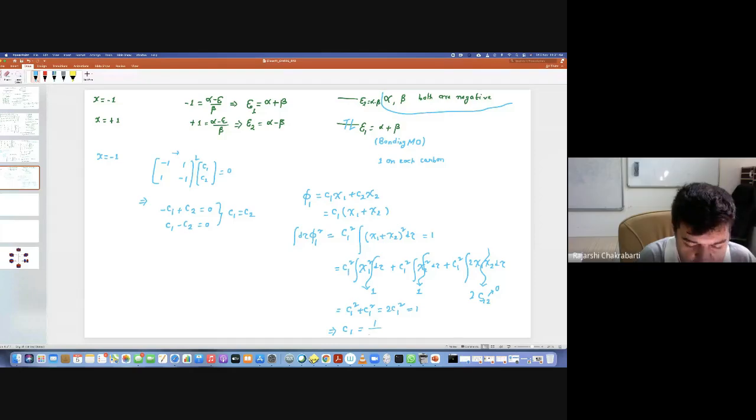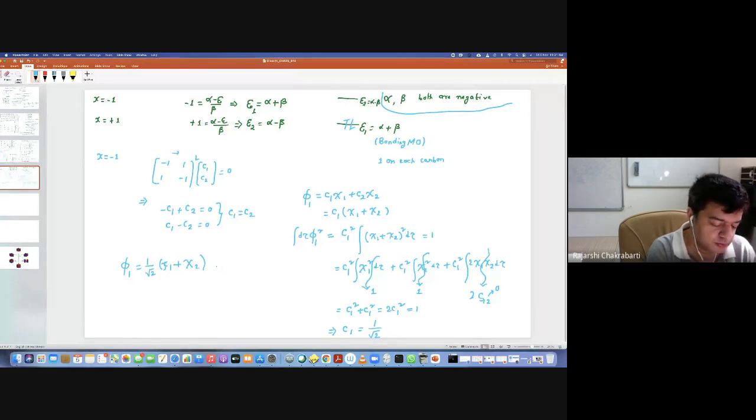So let us take this. If it is this case, then phi 1 is 1 by root 2 times chi 1 plus chi 2. Fine? This is phi 1.